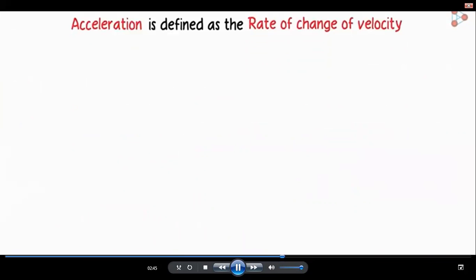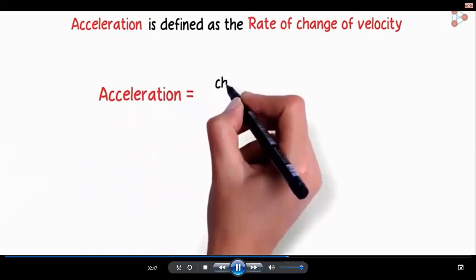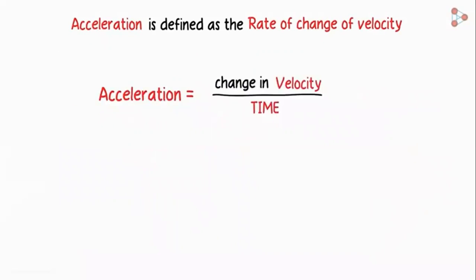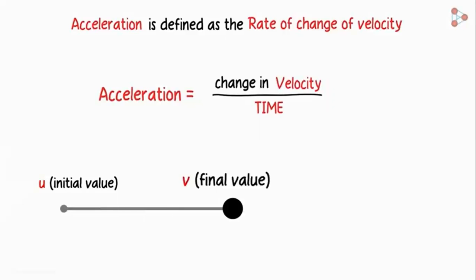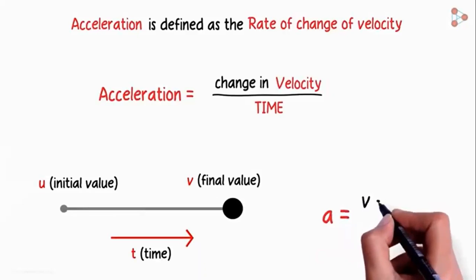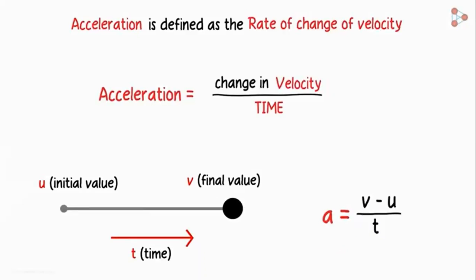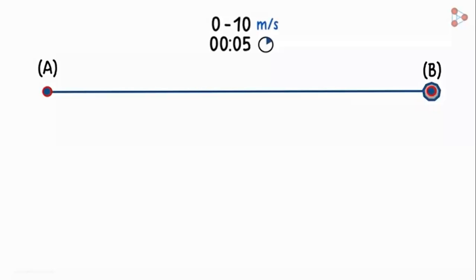In terms of a formula, acceleration can be written as change in velocity over the time taken. If the velocity of an object changes from an initial value of u to the final value of v in time t, then the acceleration a can be written as v minus u over t. Say this object is at rest initially at point A. It then travels to the right and attains a velocity of 10 meters per second in 5 seconds. What will be the acceleration here at point B?